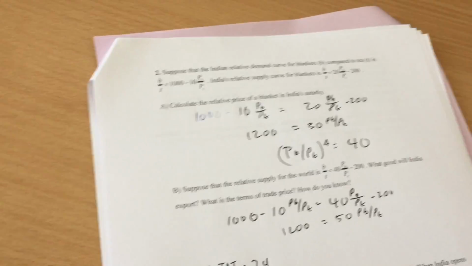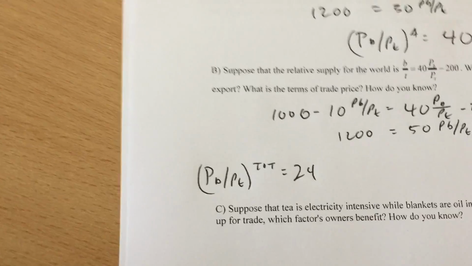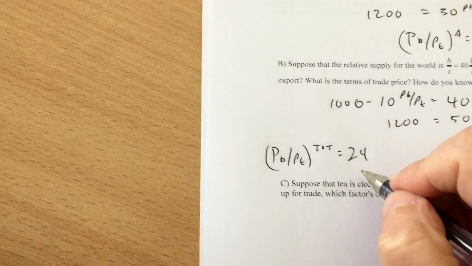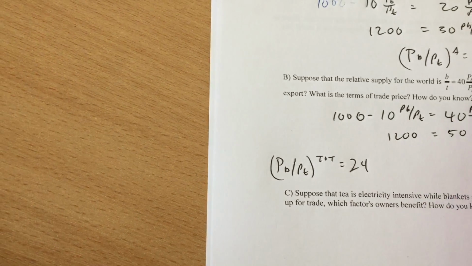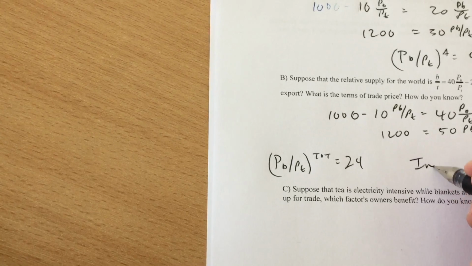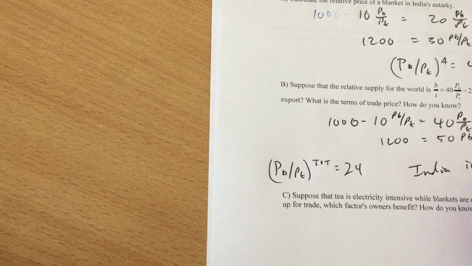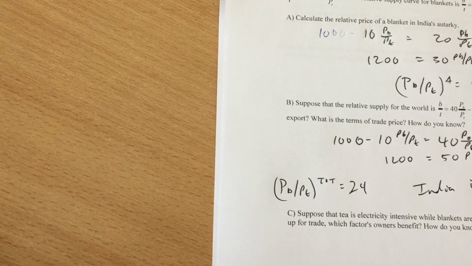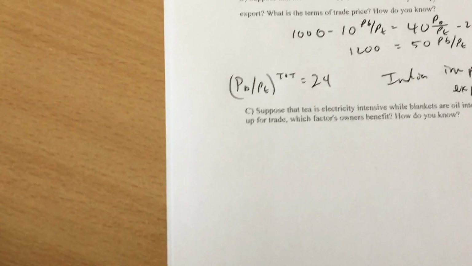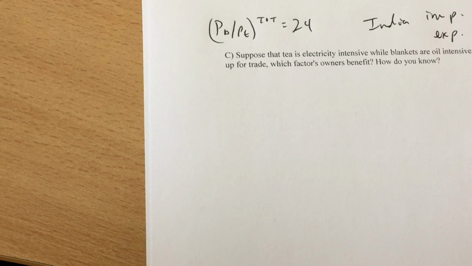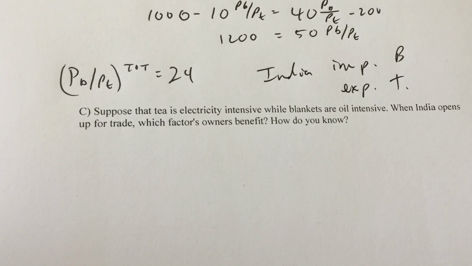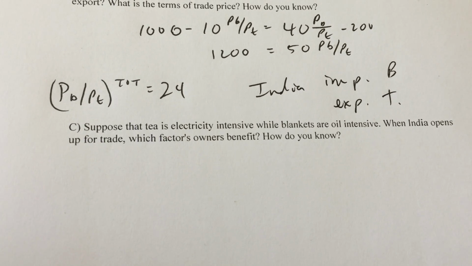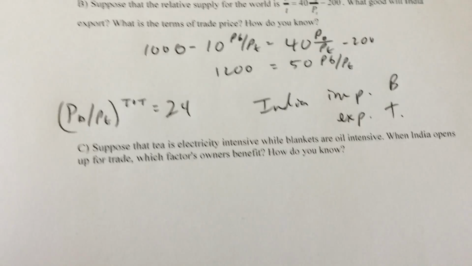So, what does that tell us? That says the terms of trade price of a blanket is less than the autarky price. India will import blankets. That means they're going to be exporting T. Suppose that T is electricity intensive while blankets is oil intensive. When India opens up for trade, which factor owners benefit?